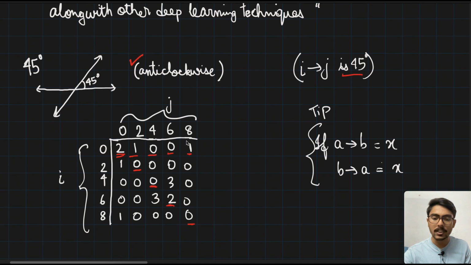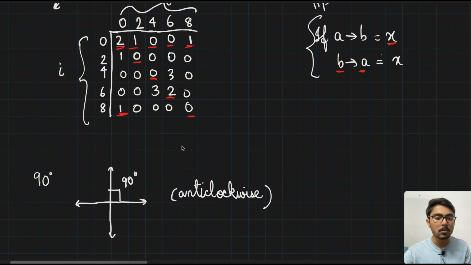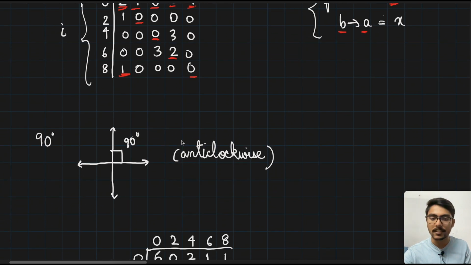Now what we can do is we can use a simple trick here: if we got a to b as the value x, so suppose we got the value 0 to 8 as 1, then 8 to 0 will also be 1. You see 8 to 0 is also 1. Why this? Because the angle is measured in anti-clockwise direction, and once we measure it 45 in one way, the other way will also be 45. So that's why it's 1 the opposite way, and in this way we can calculate the entire matrix a bit faster.